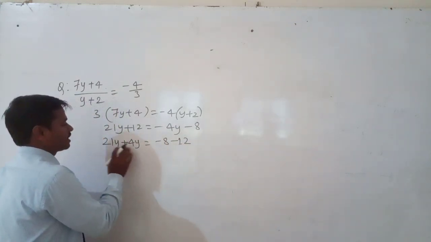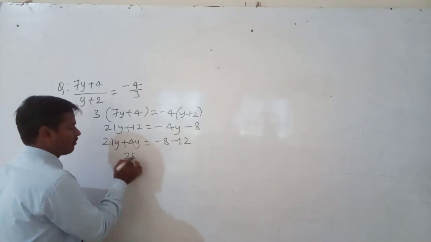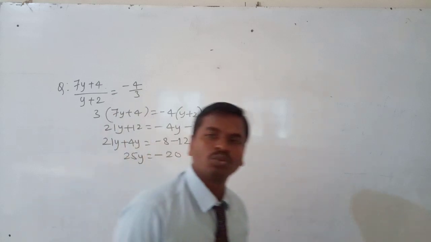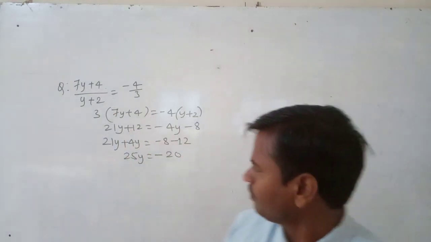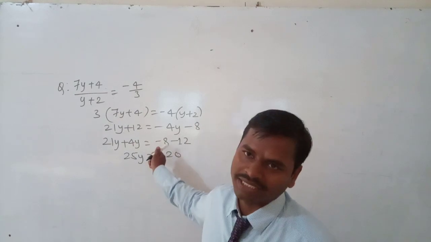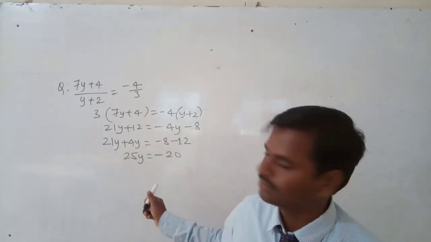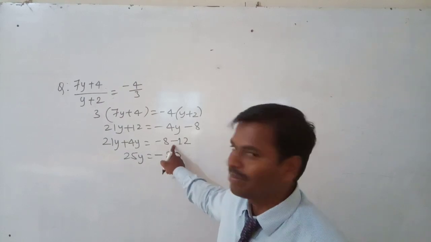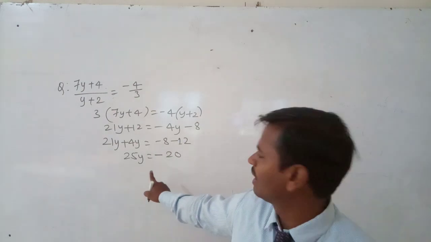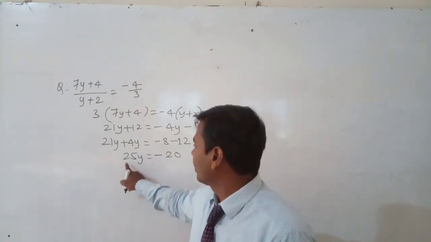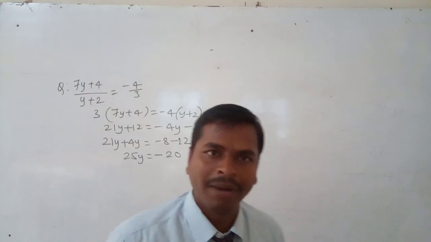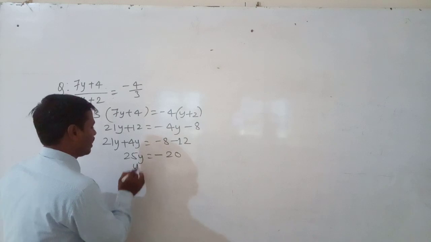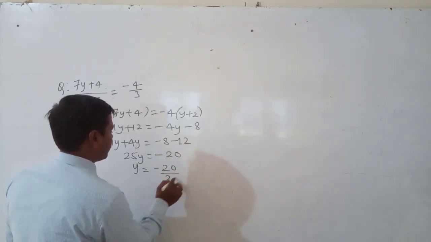Now 21 plus 4, 25y equal to minus 20. When both are minus, we are adding the numbers. Minus 8, minus 12, both are minus, we should do addition. Okay? The sign of the bigger number is minus, therefore the answer is minus 20. Now 25 into y. Multiplication will become division this side. Y equal to minus 20 by 25.